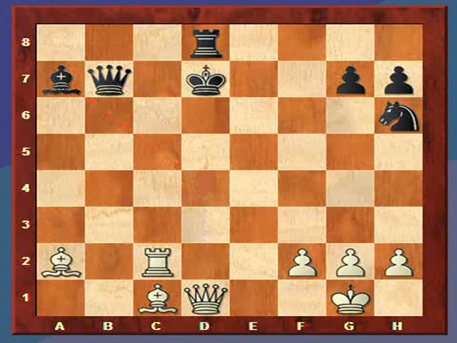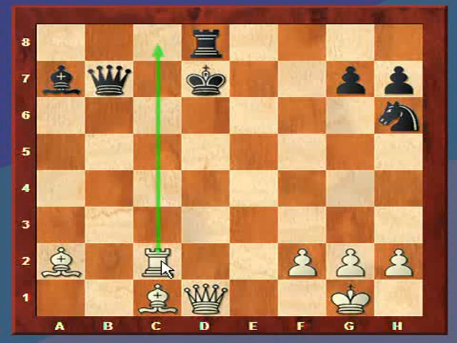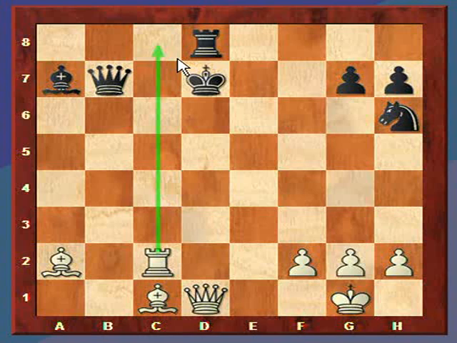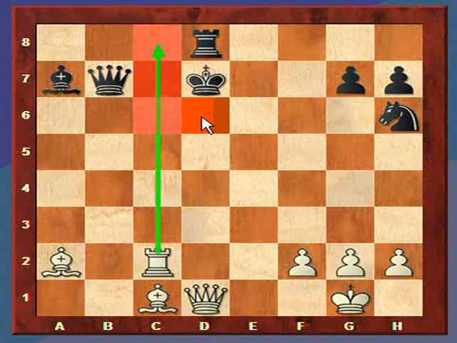So what about running? Well, the king cannot run, as you've noticed, the rook is over here attacking, so the king is not allowed to run to any one of these squares, and it can't run to this square because the queen's attacking it.